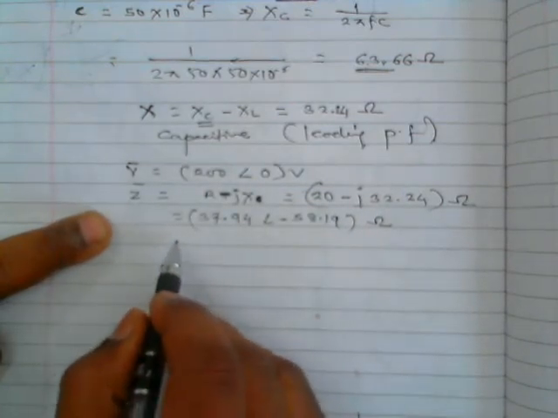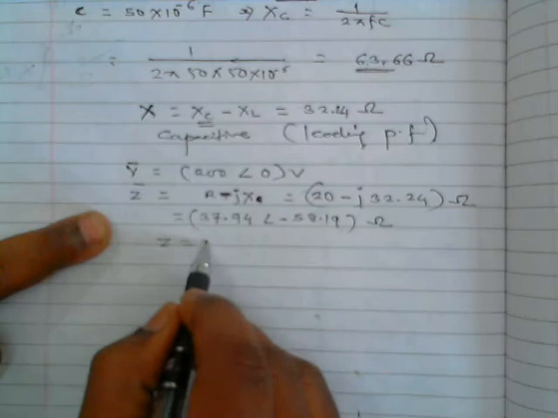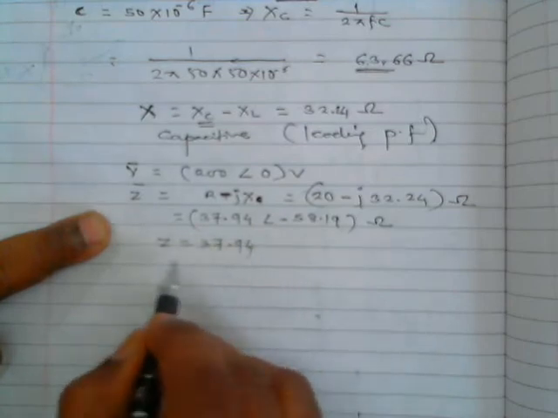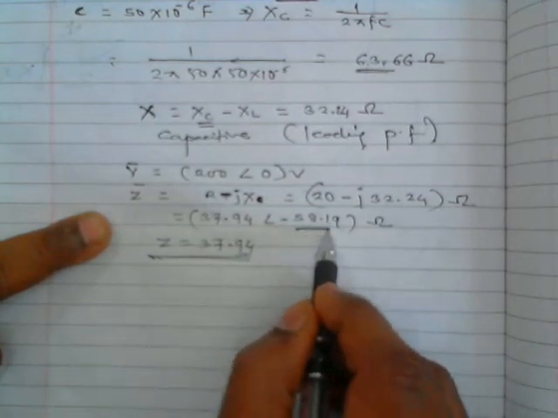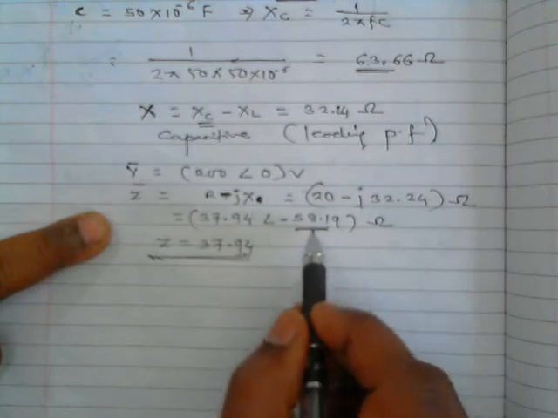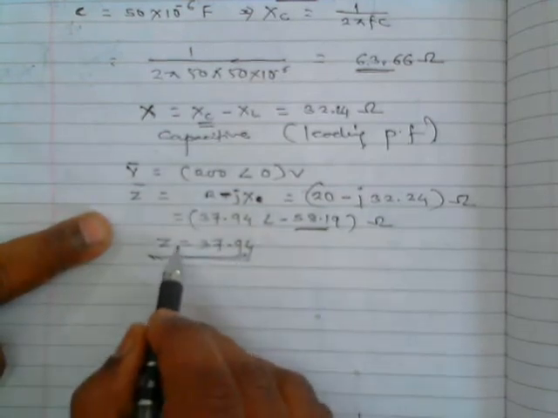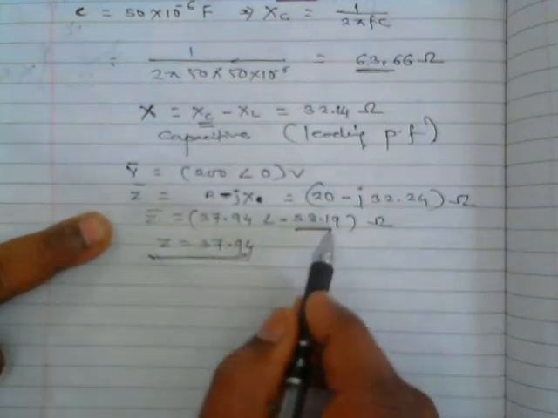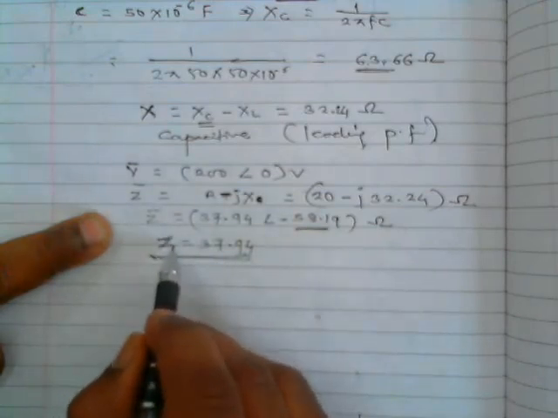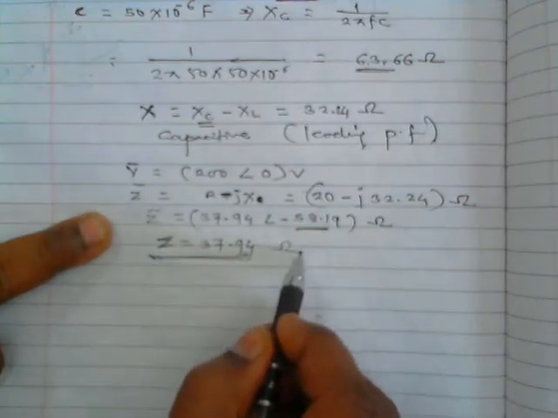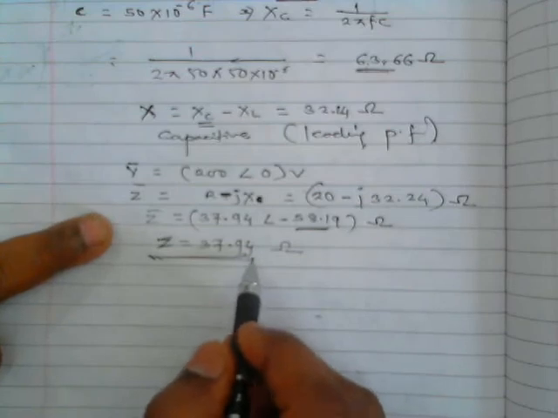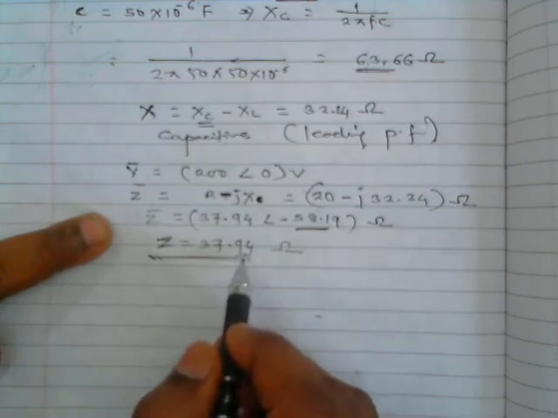If only magnitude is considered, then I can say Z equal to 37.94. This angle is nothing but the angle between voltage and current, so we can use that for power factor. This is the complete polar form. Only magnitude, I can write Z equal to 37.94 ohm. So the first bit is completed. Second, what do they want?